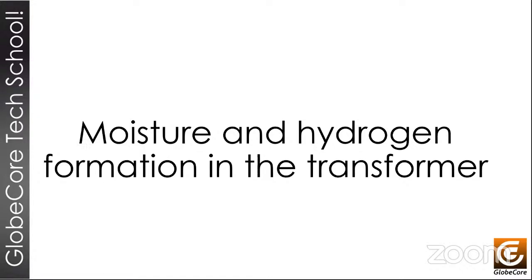So the topic for discussion today is going to be moisture and hydrogen in transformers. Both of these components in transformers are indicators of certain degradation processes. Moisture can be the result of the destruction of oil or paper, or it may come from the environment, which can also be a problem.